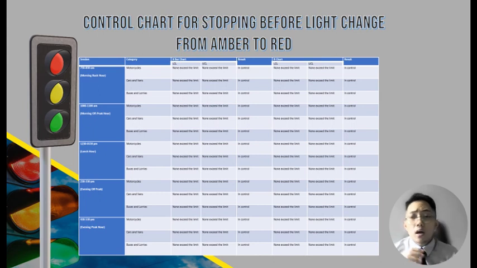Meanwhile, data for day 1, day 2, and day 3 for vehicle speeds stopping before the light changes from amber to red for each category have also been collected and summarized in a table. The data were also analyzed and compiled in one table due to the similarity of patterns and trends shown by the data for each day in each category for the motorcycles, cars and vans, and buses and lorries.